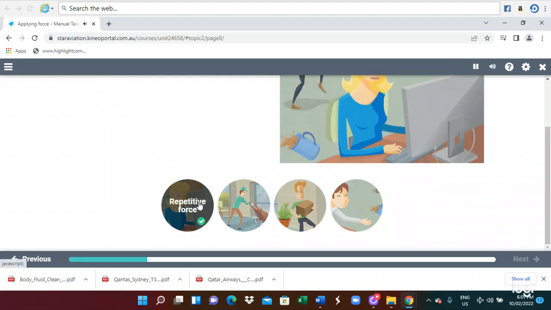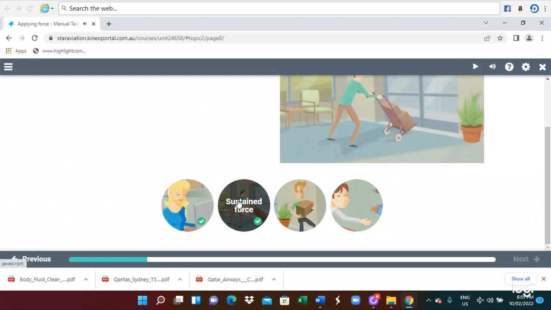Repetitive force is the repeated use of force to move or support an object over a period of time, such as when stacking items on a pallet or gripping and handling bricks. Sustained force is the continual application of force over a period of time, such as when pushing a trolley or carrying an object over a long distance, or holding down a trigger to operate a power tool.